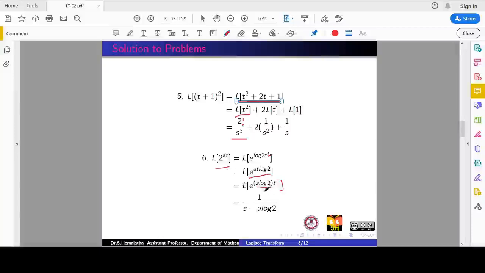A log 2. So this is 1 by e power at. The formula tells the Laplace is 1 by s minus a. So here my a value is a log 2. I am just substituting that to get my result.